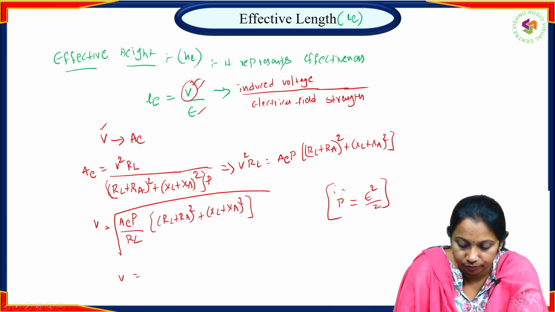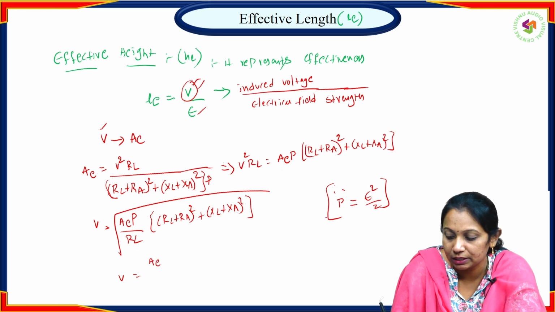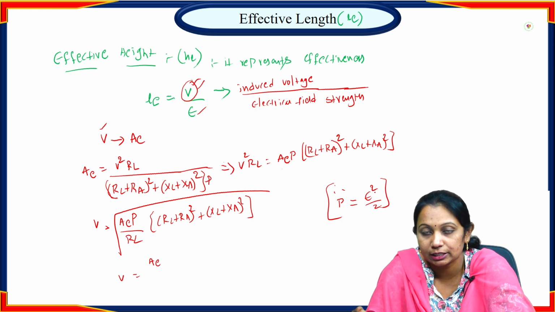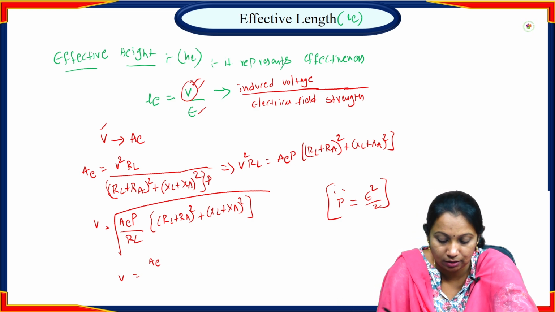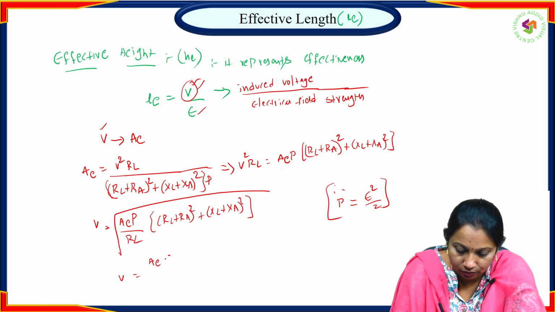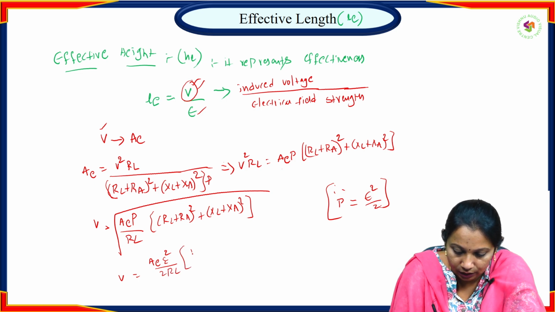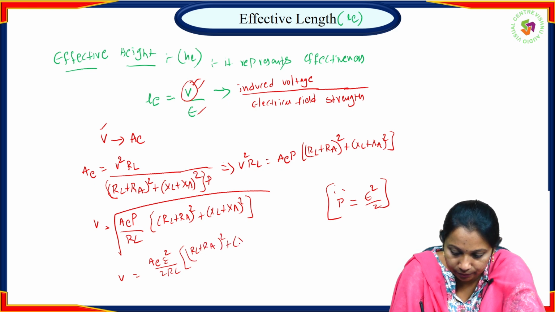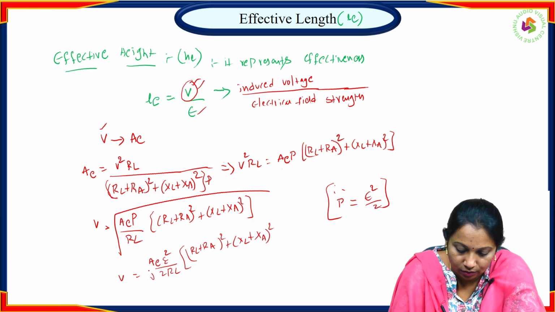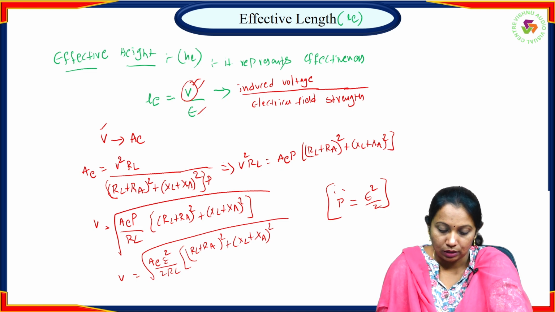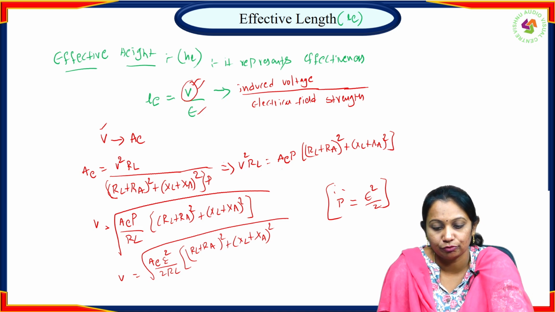V is equal to AE into, so in place of P, I am going to replace this pointing vector with the electric field strength or electric field intensity. So this will be written as AE into E square by Z into RL, which I can write as (RL plus RA) whole square plus (XL plus XA) whole square, all under root. So this is the expression we got for V.